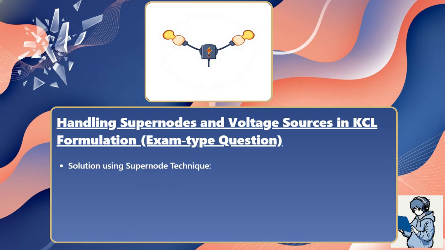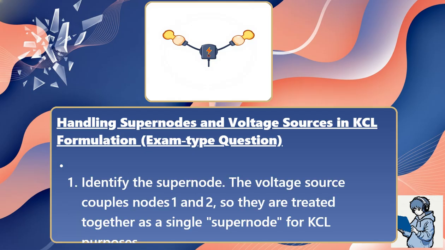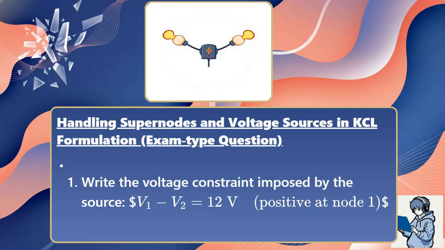Solution using supernode technique. Step 1: identify the supernode. The voltage source couples nodes 1 and 2, so they are treated together as a single supernode for Kirchhoff's current law purposes. Step 2: write the voltage constraint imposed by the source. V1 minus V2 equals 12 volts, positive at node 1.